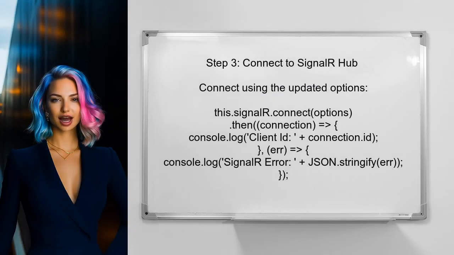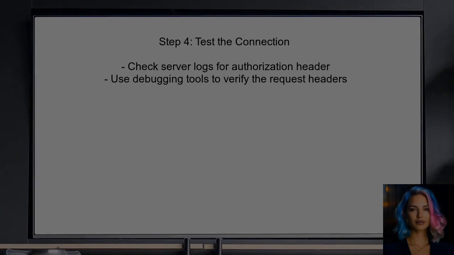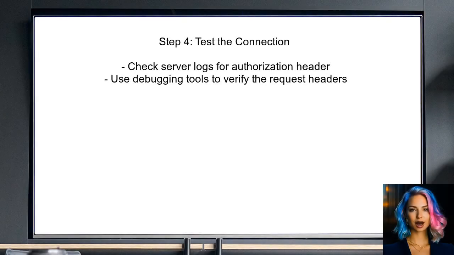Now, the user can proceed to connect to the SignalR hub using the updated options. This will ensure that the authorization header is sent along with the connection request. Finally, the user should test the connection to ensure that the authorization header is being sent correctly. They can check the server logs or use debugging tools to verify this.